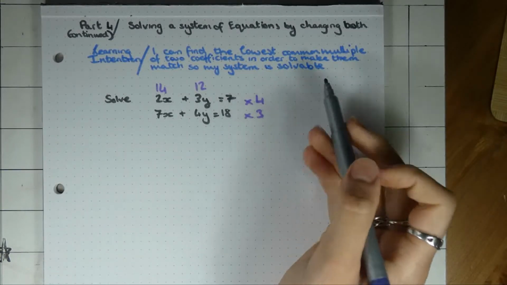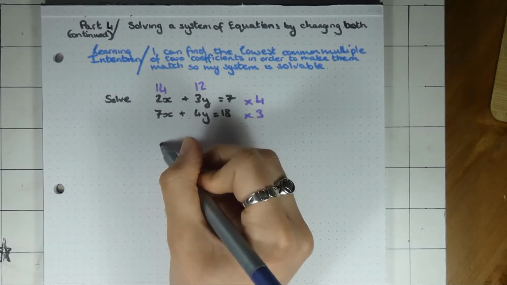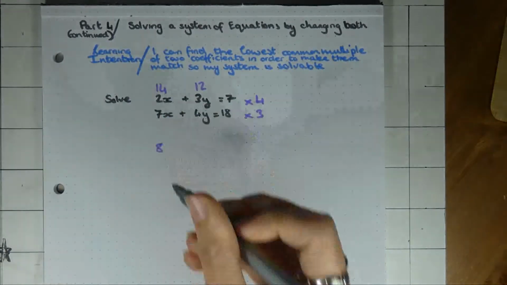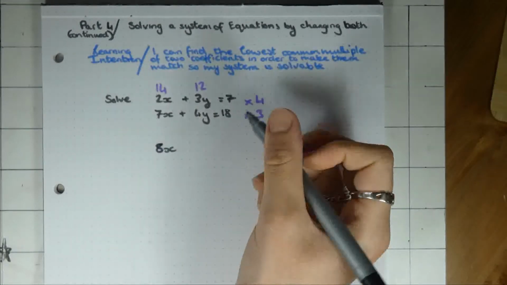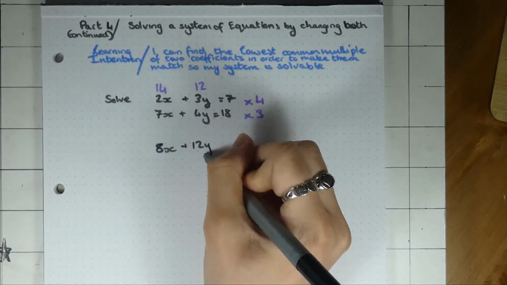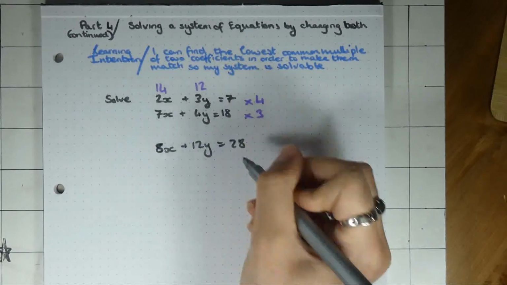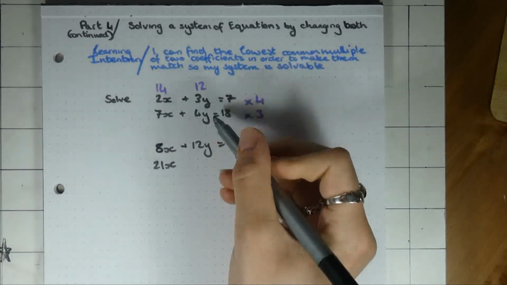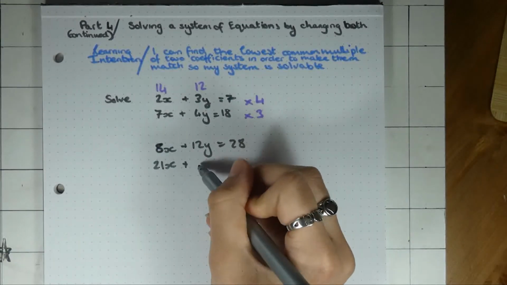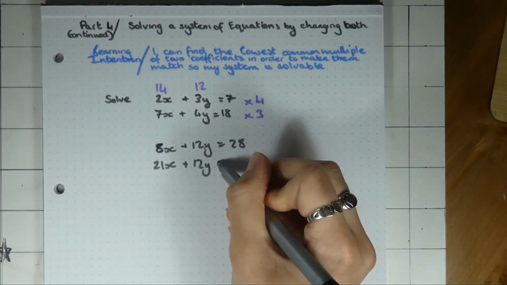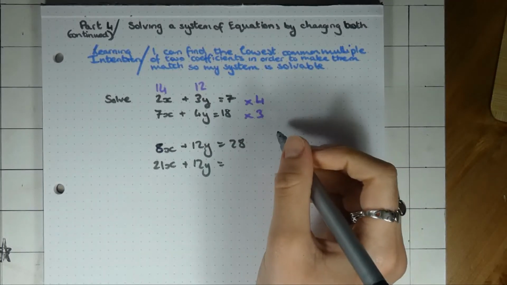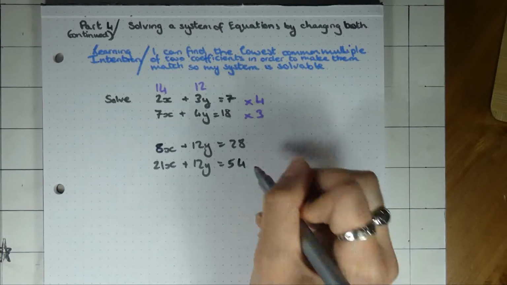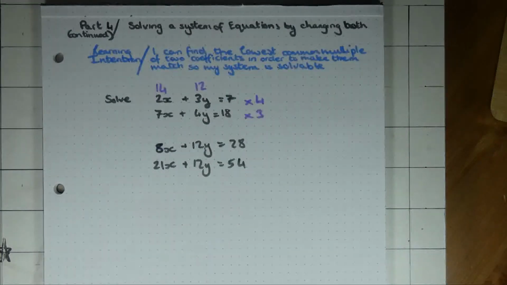When we do this, we're going to have 2x times 4, 8x. 3y times 4, 12y, equals 7 times 4, 28. 7x times 3, we're going to have 21x. 4y times 3, we're going to have 12y. Perfect, they now match. And 18 times 3 is 54. We now have a system of equations with a matching coefficient.